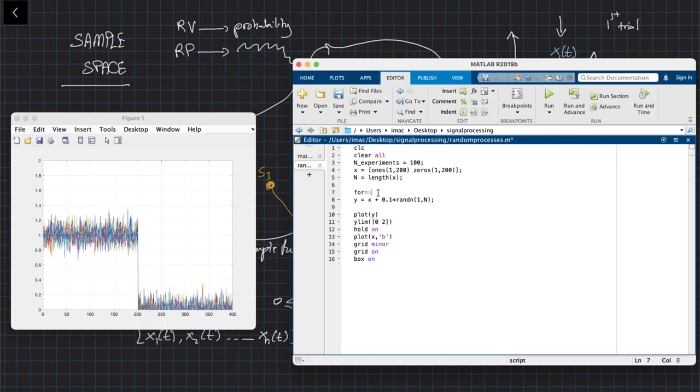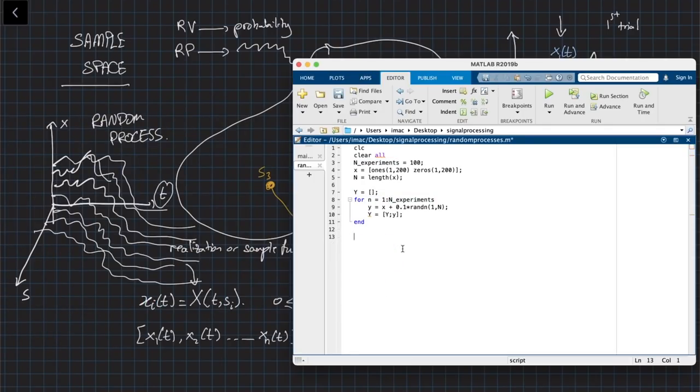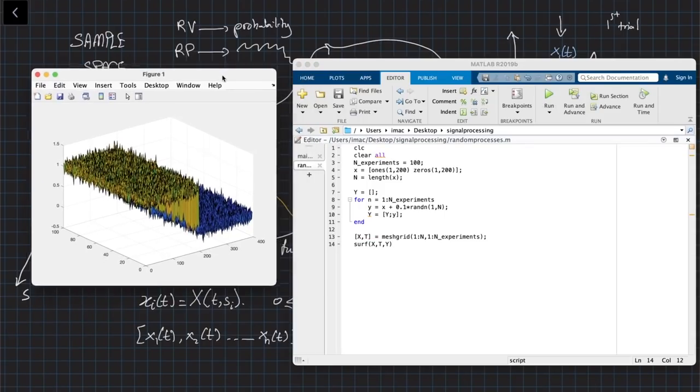So I'll loop over here, say for n going from 1 till N experiments, do this, and stack it in uppercase Y, as such. Okay, so I don't need this. Now let's try to plot all this Y matrix on a 3D plot and see how it looks like. So I'll define a mesh grid. First dimension goes to time, so it's from 1 till N. Second one goes for experiments, so it's from 1 till N experiments. And the last, that's it. So I'll stack those grids X and T, and then I'll surf X, T, Y. Run, and there you go.